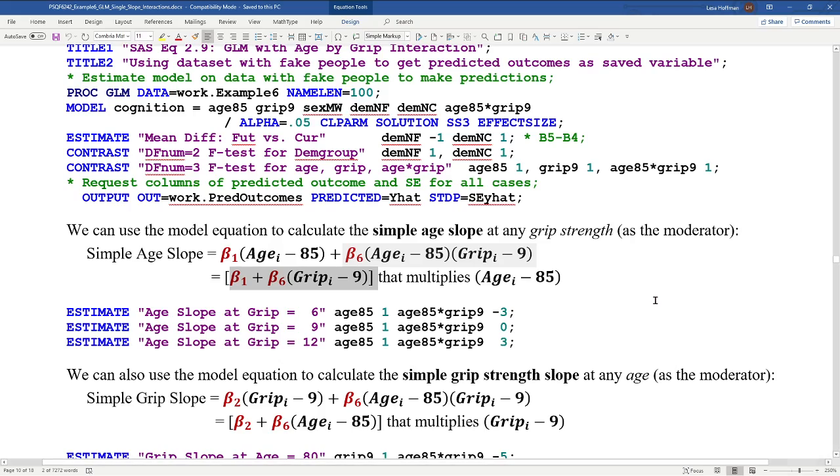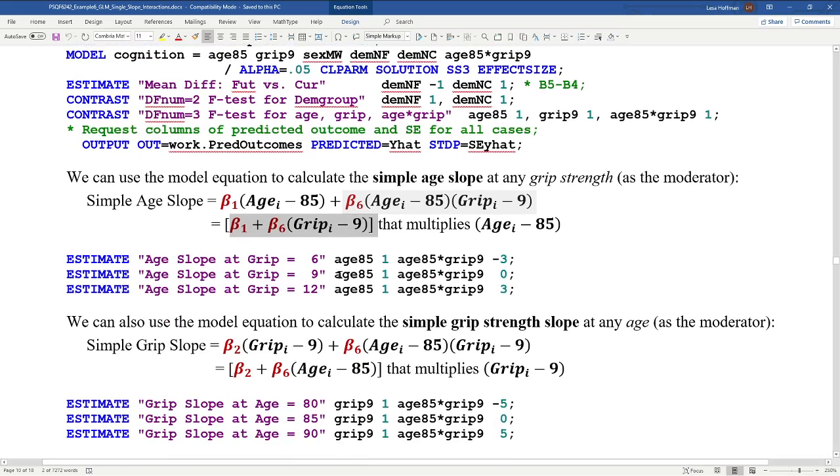So for instance, if I wanted to have age slope at grip equals 6, I picked 6 because that's roughly -1 standard deviation of this variable. That's commonly used as what a prototypical low value would look like. So I need 1 beta 1, and I need the value that is going to multiply the beta 6 interaction. So the beta 6 interaction is referred to by these words, and 6 is 3 less than 9, so that goes here, -3. If grip strength equals 9, that would be 0.